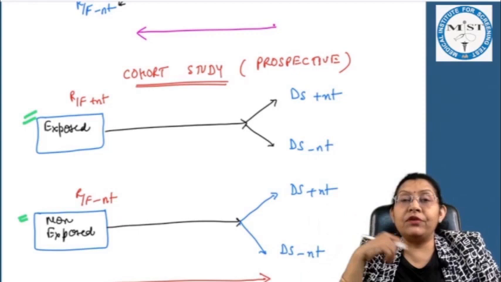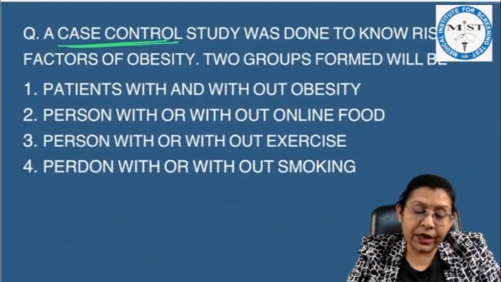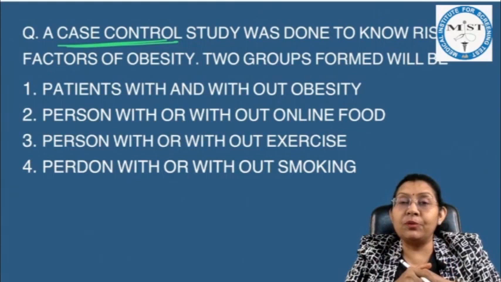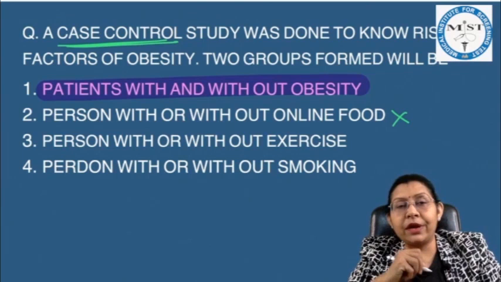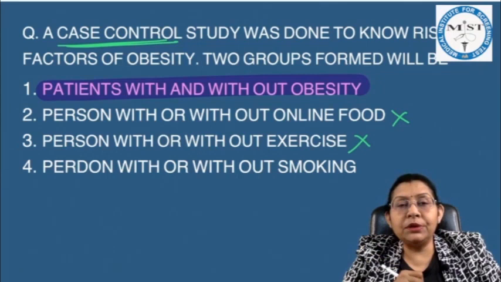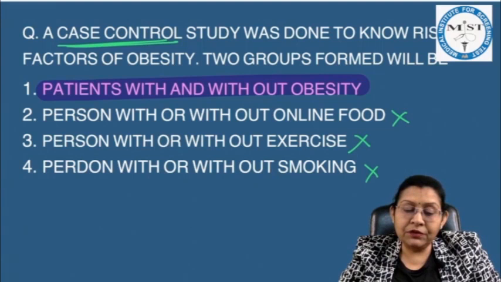So coming back to the question, what they had asked is the two groups in a case control study to find out the risk factors for the obesity will be the patients with obesity and without the obesity, not the person with or without the online food, because these are the risk factors, not the person with or without the exercise, because this is again a risk factor, not the person with or without the smoking, because this is again the risk factor. So correct is patient with and without obesity.